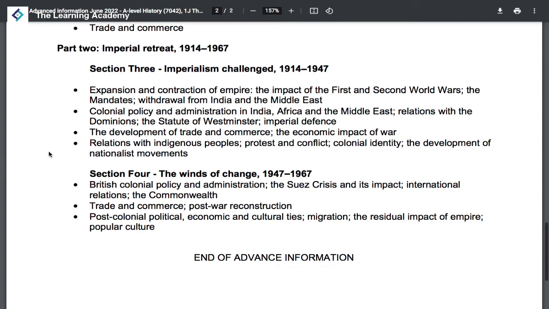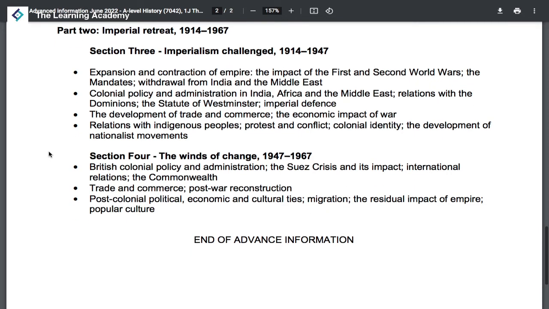So when it comes to section 3 on Imperialism challenge, you need to know about the expansion and contraction of the British Empire through the First and into the Second World Wars, and talking about the relationship with India and the Middle East during this period. You also need to know about relationship as it relates to colonial policy in India, Africa and the Middle East, and things relating to administration of those regions, as well as trade and commerce and the impact that the First and Second World Wars had on trade and commerce within the British Empire, and then finally relations with indigenous peoples. So quite a lot of information you're going to be studying for this period of history.